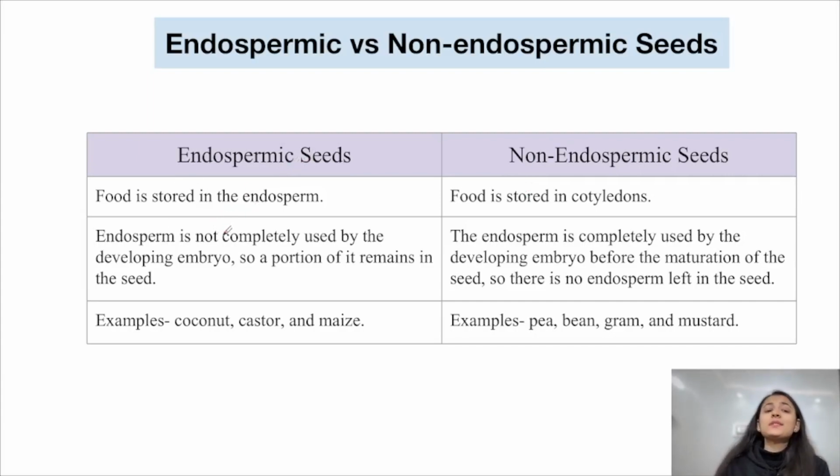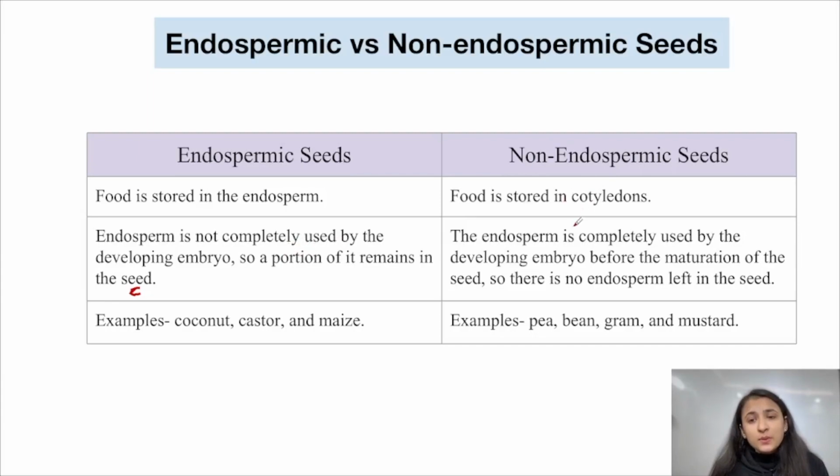In case of endospermic seeds, endosperm is not completely used by the developing embryo, so a small portion of it remains in the seed. What happens in both kinds of seeds? In all of the seeds, endosperm is present in the initial stages. Obviously, as a result of double fertilization, in all of the seeds, endosperm forms. But in endospermic seeds, endosperm is retained up until maturity, and after maturity also. A portion of it remains in the seed.